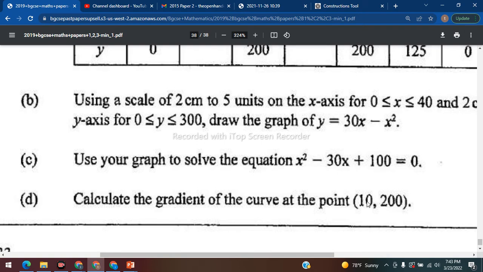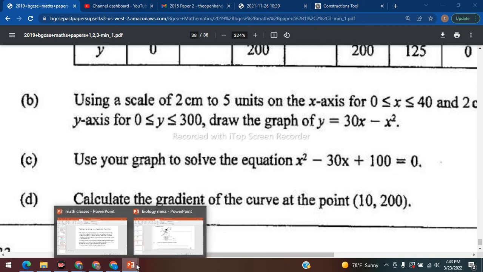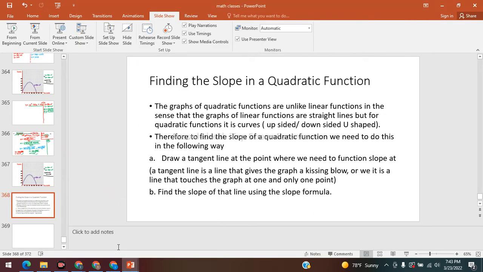What is that point? 10, 100. Okay, 10, 100. So that's where we need to find the slope of the curve at that point. Okay, so that's the thing. So the first thing I said we need to do is, what's the first thing that we need to do?